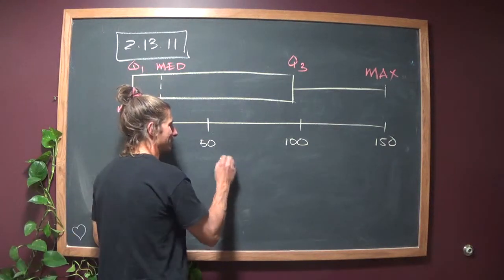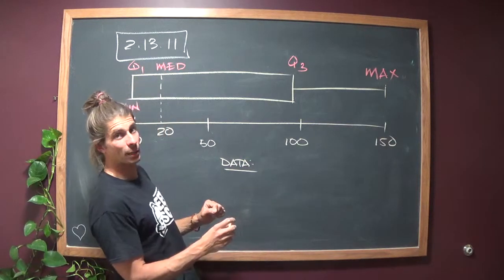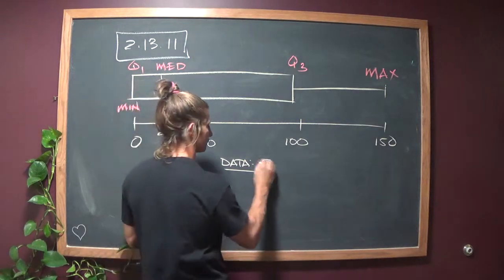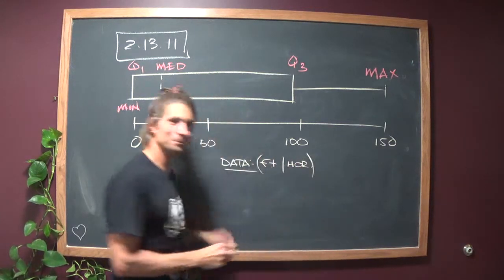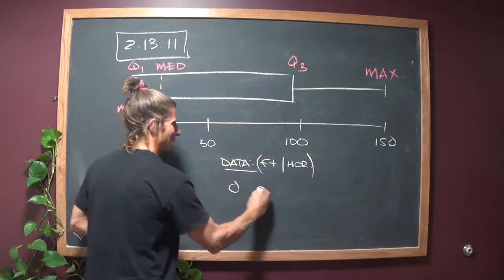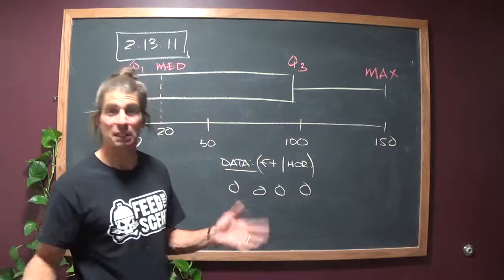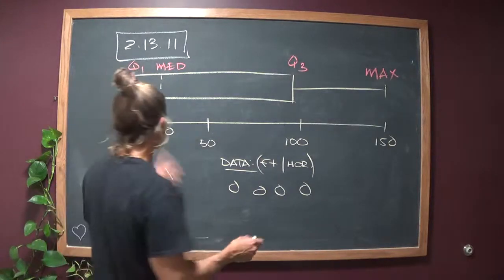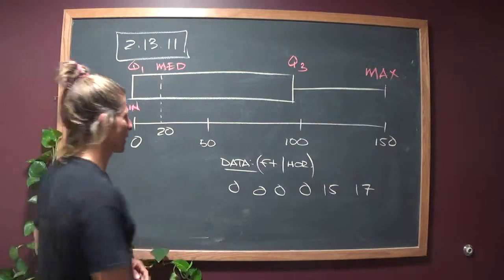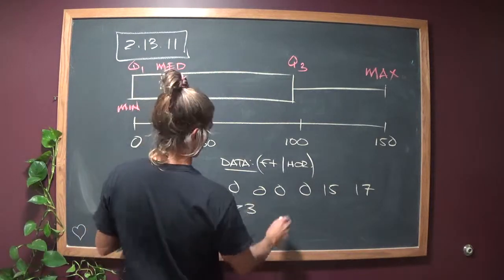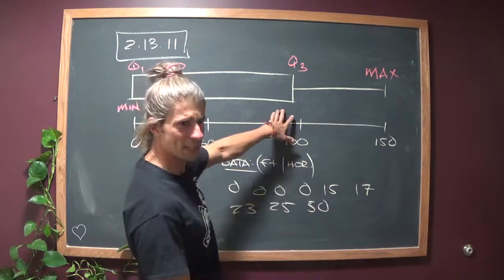And let's say the data that we have is in feet traveled horizontally. He's got 3 that don't go anywhere. A 4th one does not go anywhere. Then he gets one that goes 15 feet, one that goes 17 feet. Then he gets one that goes 23 feet, and then he gets a few that go, say, 25, let's say 50. Let's say your upper quartile's about 100, right?